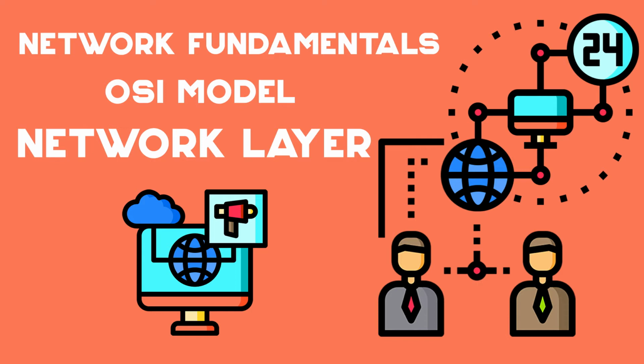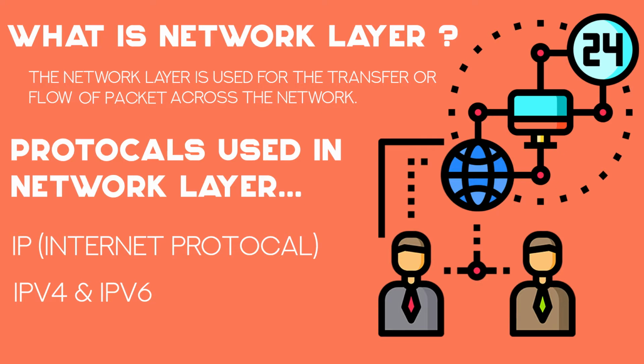Once again, we are studying the OSI model because it allows us to understand how things work in Nmap and in network scanning in general in a much better way. To get started, the first question we need to ask ourselves is, what is a network layer? Well, the network layer is used for the transfer or flow of packets across the network. What that means is this layer is used for how packets are going to transfer across the network.